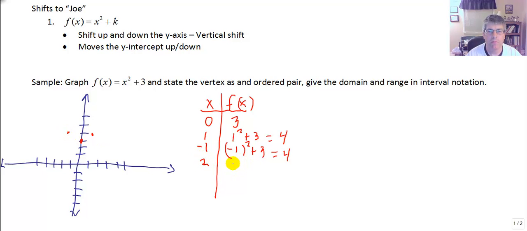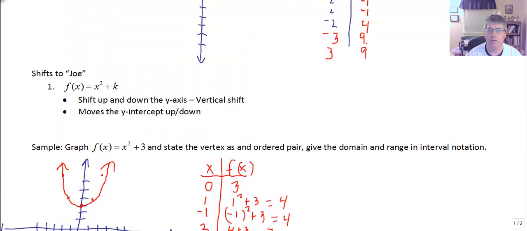We input 2, and so we square 2, we get 4. That's 4 plus 3, it equals 7. So we input 2, we output 7: 3, 4, 5, 6, 7. And when we input negative 2, we're going to also output 7. And you can see that we have the same shape parabola, but our outputs are all just 3 units higher.